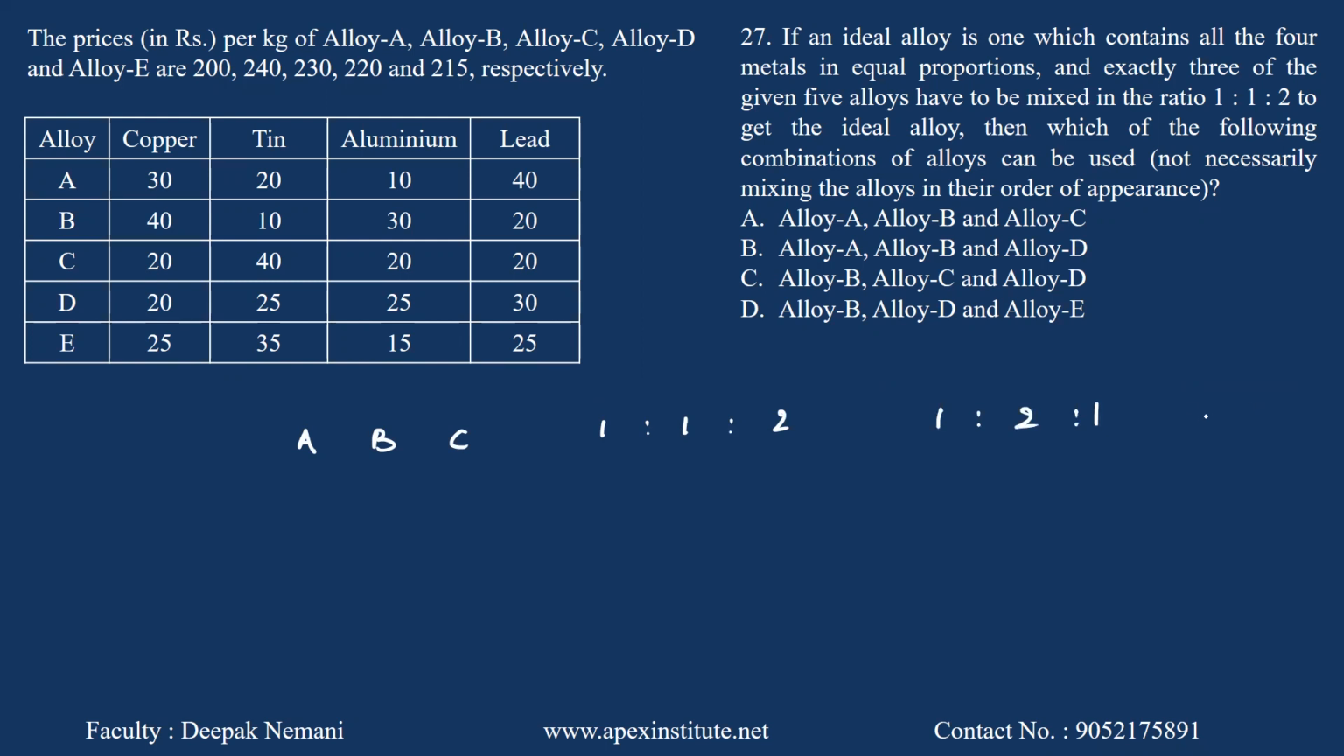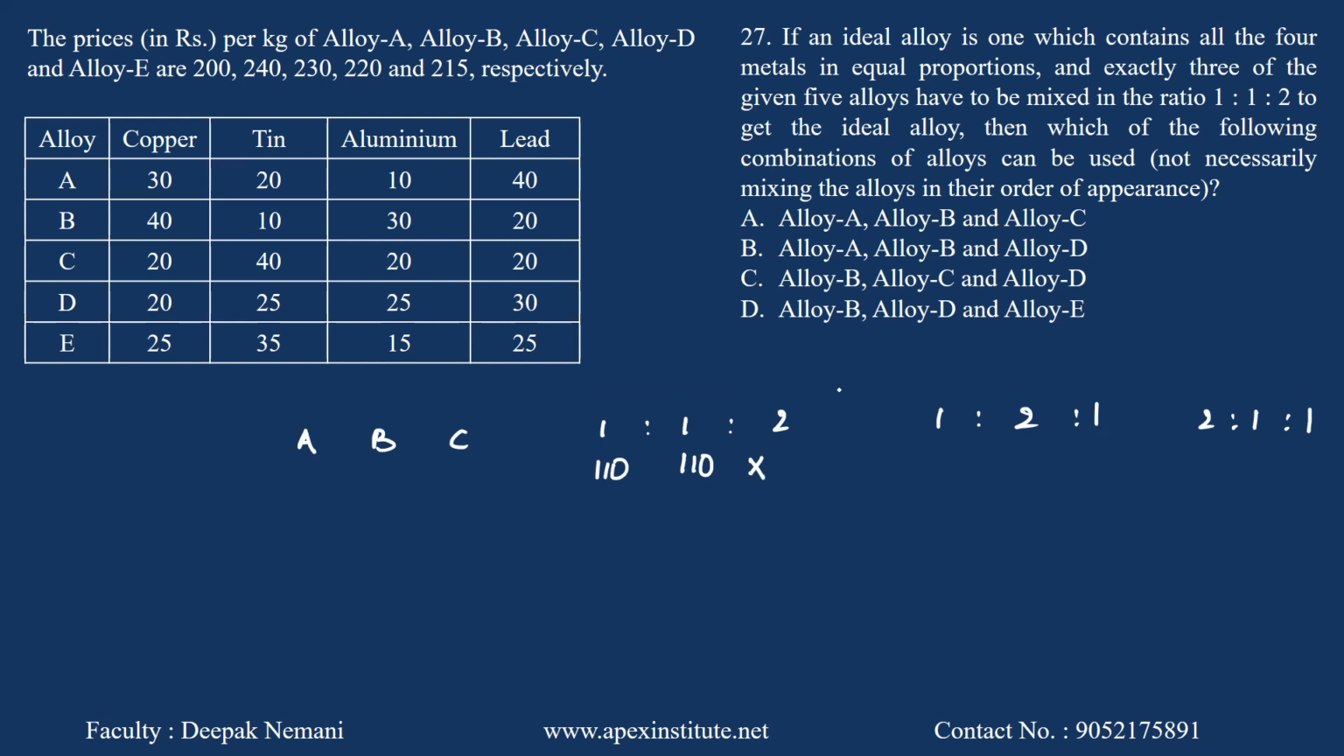1:2:1, and 2:1:1. For example, if I mix one part of A and one part of B, 70 plus 40, 110. Then 20 plus 10 plus 80, 110, plus aluminum, 10 plus 30, 40, 40 plus 40, 80. So this cannot be. Now 1 is to 2 is to 1.